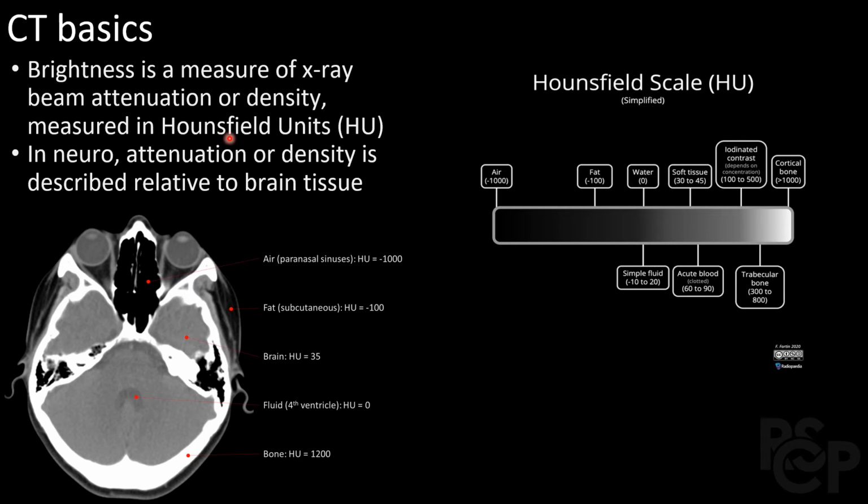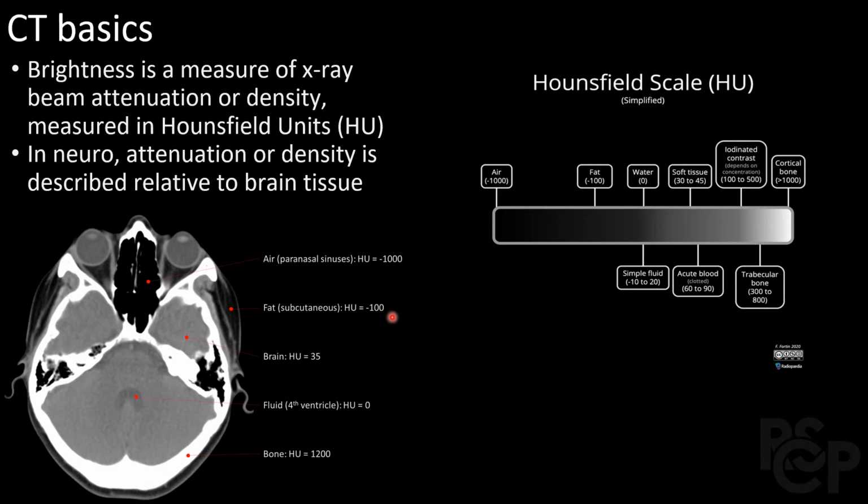And we measure this phenomenon using the Hounsfield unit scale. So if we look at this simplified scale on the right here, you see there are some commonly found tissues, their corresponding Hounsfield unit values, and how bright the tissues appear on CT. You can also see the same thing in the representative image on the bottom left here.